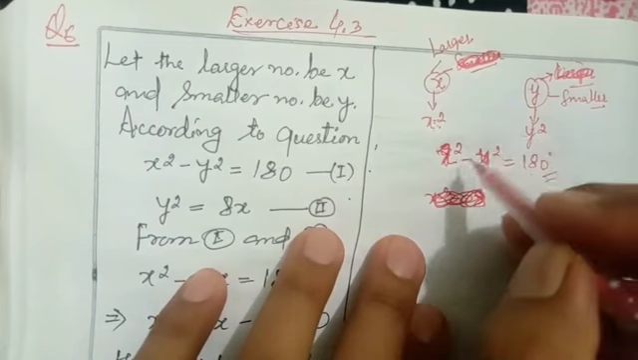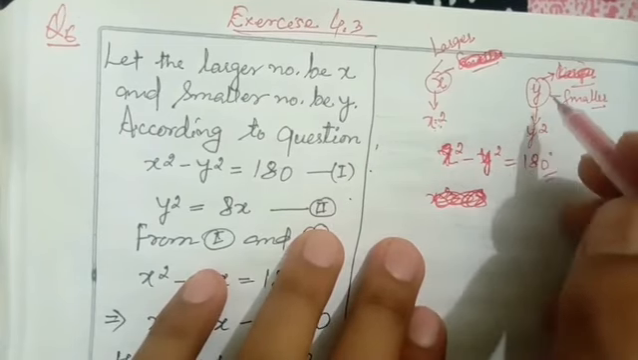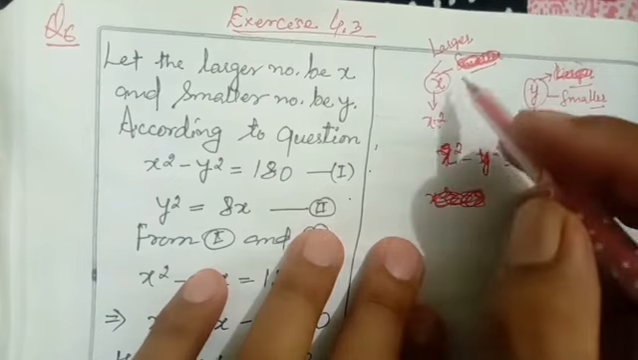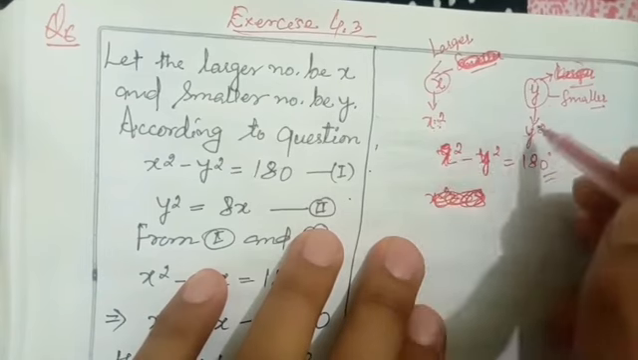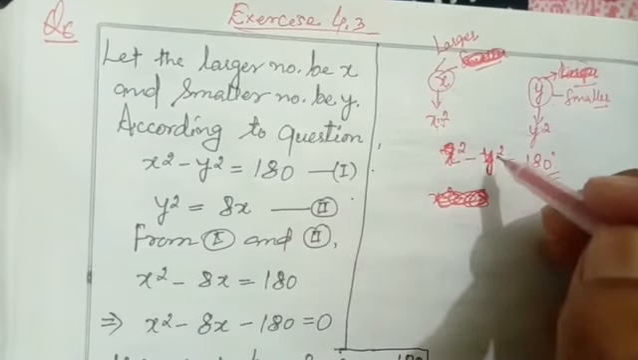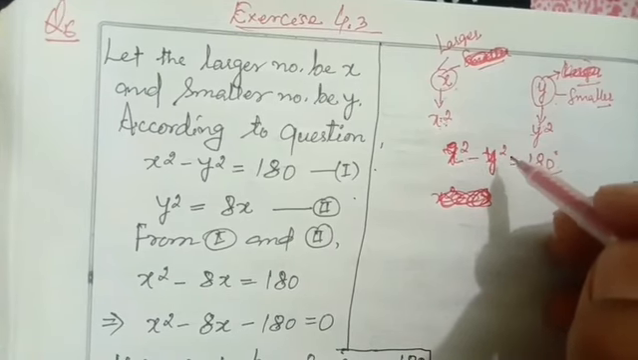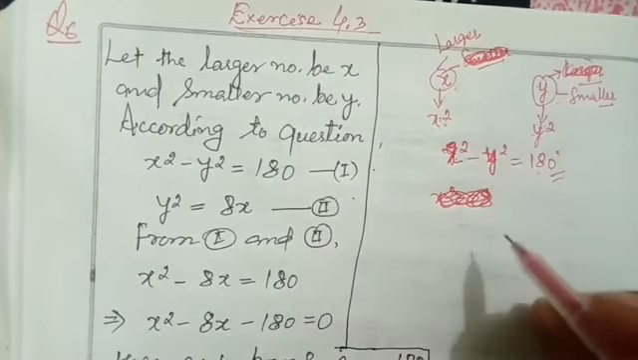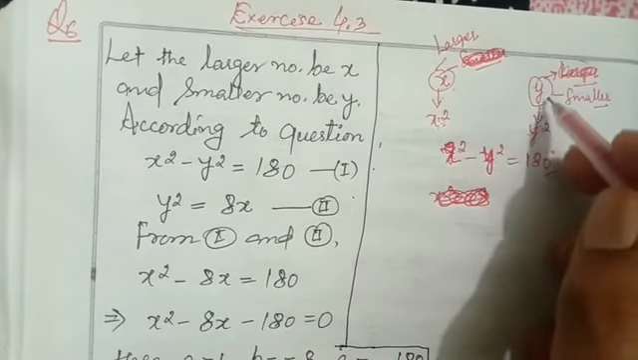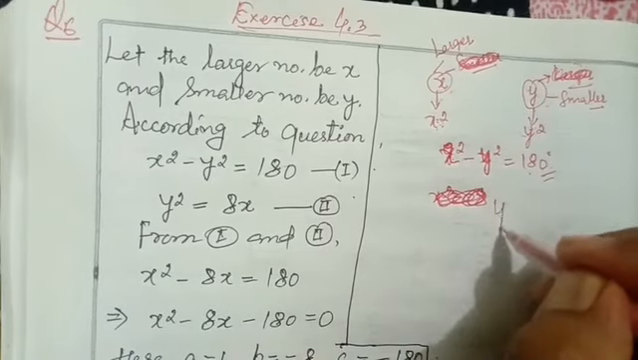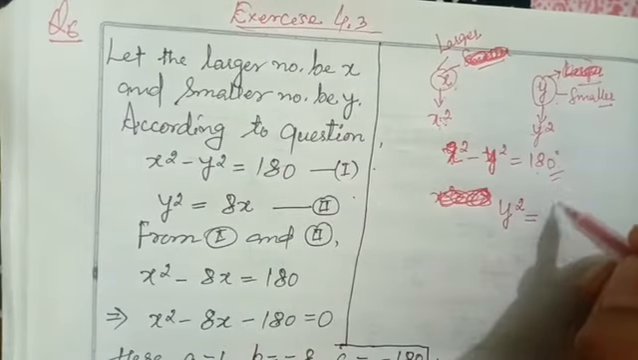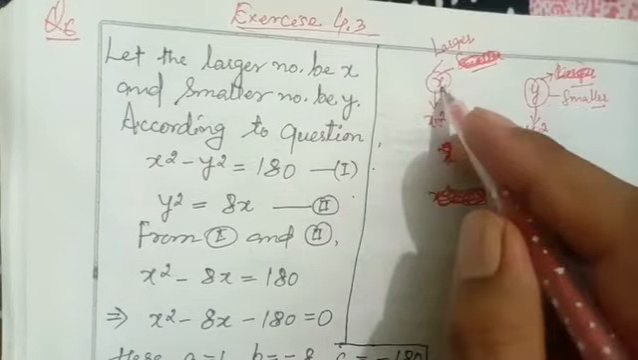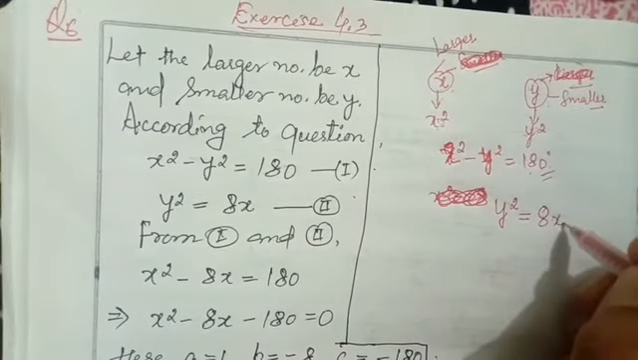Why did I not write y square minus x square here? Since y is the smaller and x is the larger, first I will write the square of the larger number, that's x square, and minus, then I will write the square of the smaller number, that's y square, equal to 180. And the second line is saying the square of the smaller number. What is the smaller number? Y, and its square is y square, is 8 times the larger number. I will write here 8 and then the number, not its square, that's x.